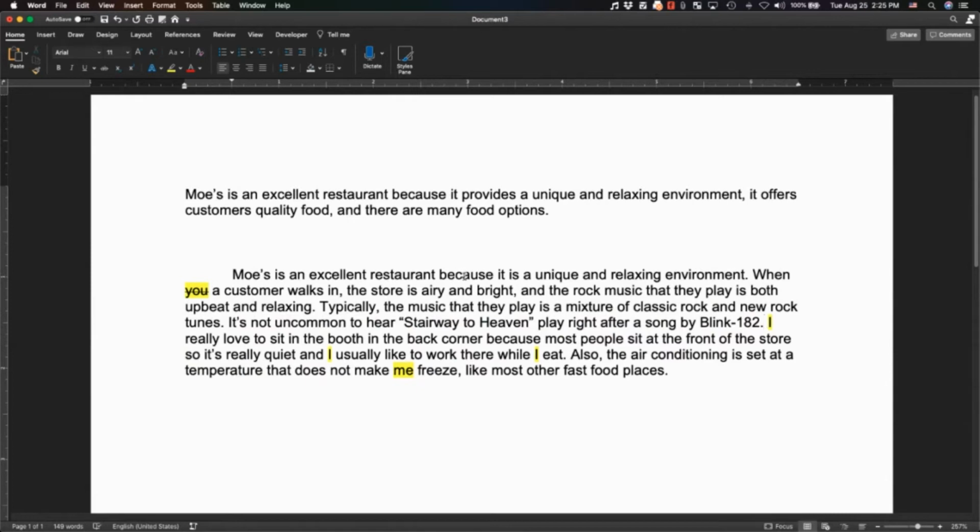So we can see, okay, the store is airy and bright, and the music they play is upbeat and relaxing. Typically, the music that they play is a mixture of classic rock and new rock tunes. It's not uncommon to hear Stairway to Heaven play right after a song by Blink-182, right? So we've now done the same thing that we do in the intro and become more specific as we go.